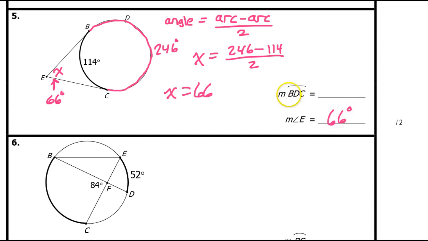And how about arc BDC? BDC is the red arc, which was 246 degrees.